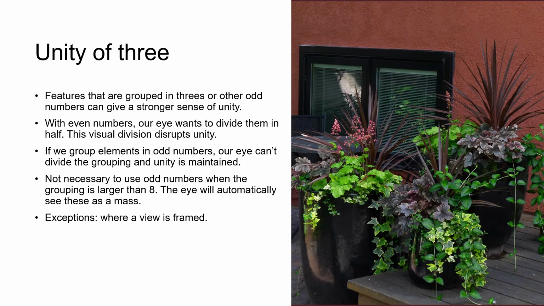If we group features or plants in odd numbers, our eye can't divide the grouping in half because it will always settle on the third or the fifth plant, and so unity is maintained. It's not necessary to use odd numbers, though, when the grouping of plants is larger than five, as then our eye automatically sees a grouped planting of six or more as a mass. The exception to the rule of three is where we want to frame a view and lead our eye to that view or object. Perhaps it's the front door or a gate.